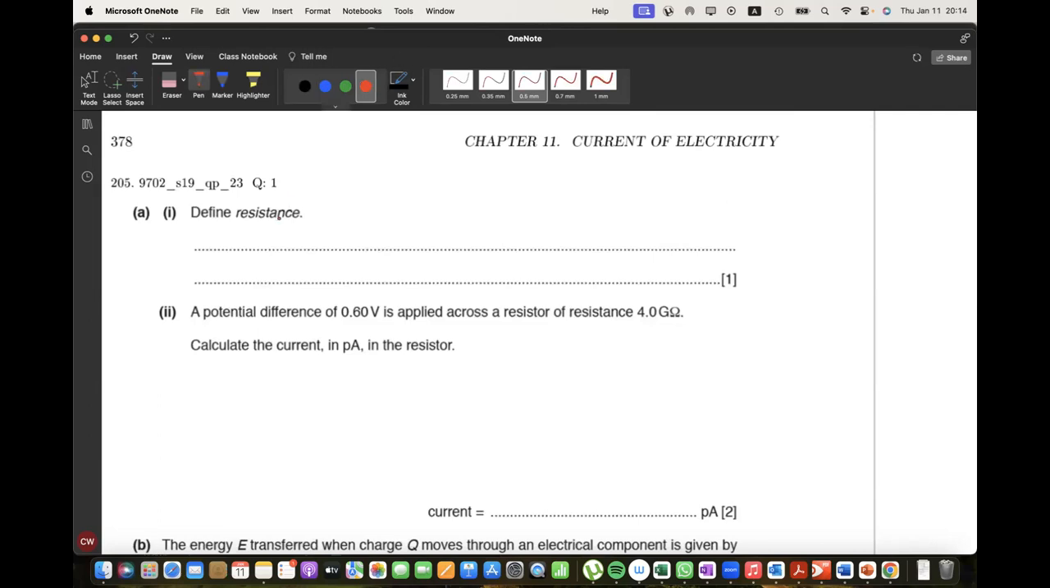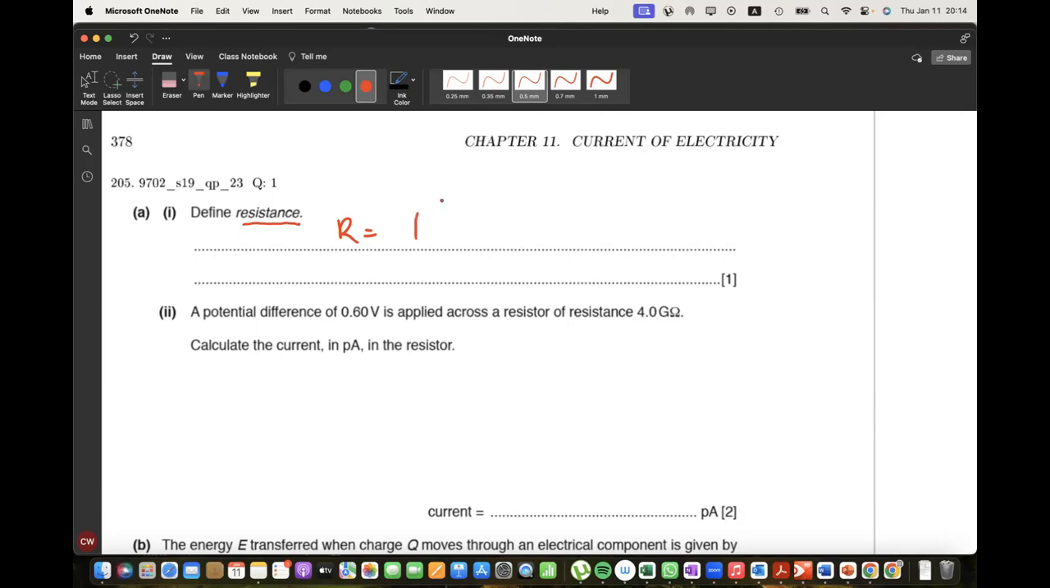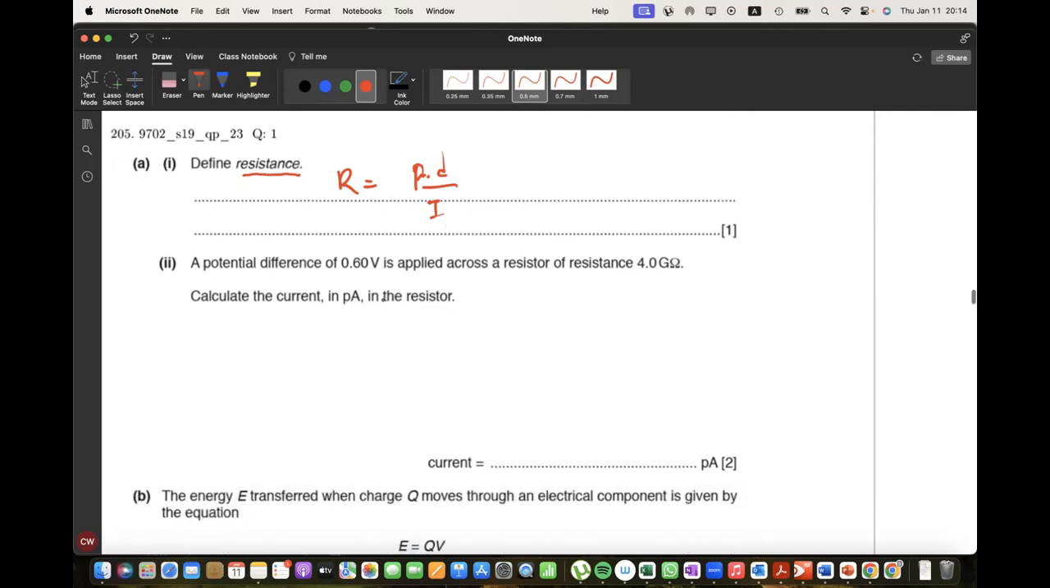Resistance. Do you know what is the definition for resistance? Is the ratio of what? Potential difference. Potential difference over current. Correct. Right in sentence. Resistance is the ratio of potential difference to current. Ratio. Okay. Can you calculate the current? In Pico, you know how to change or not? You try to change, is it?